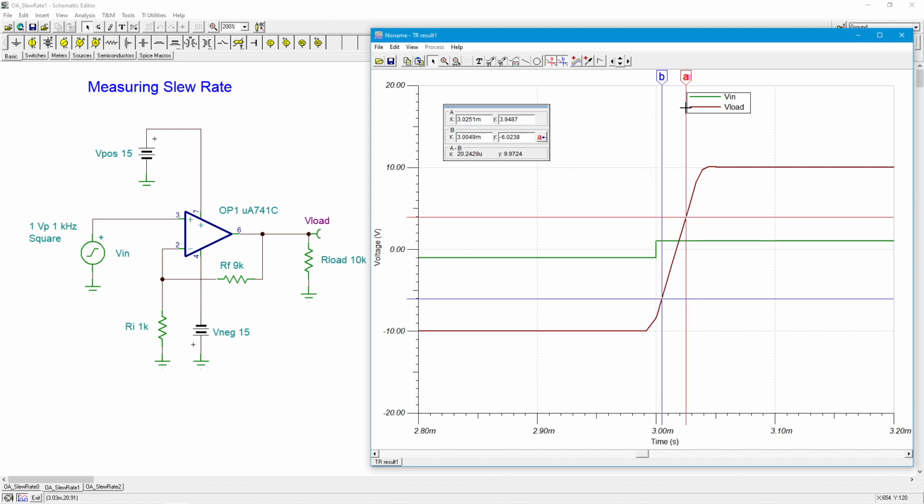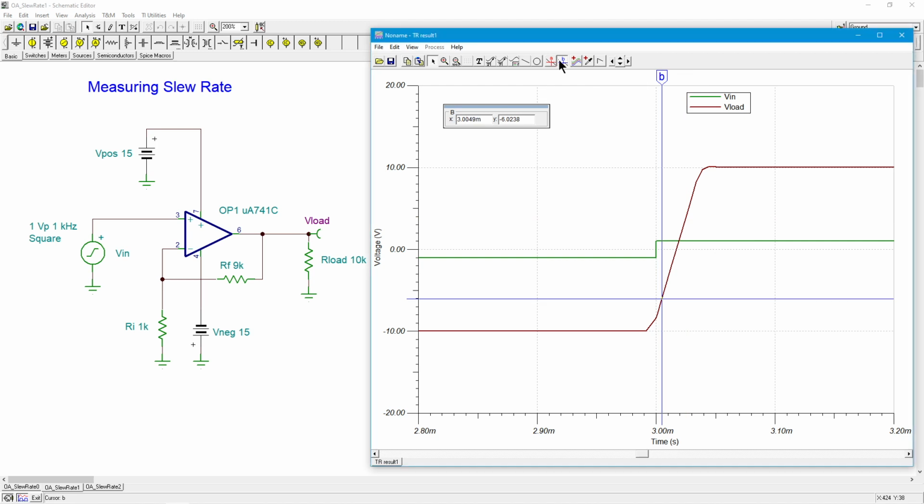Now a 741 is spec'd for about half a volt per microsecond. So I just move this around, and we've got nearly a 10 volt change in about 20 microseconds. If you divide that out, it works out to just about, not exactly, but just about half a volt per microsecond. So that's looking pretty good. All right, so far, so good.